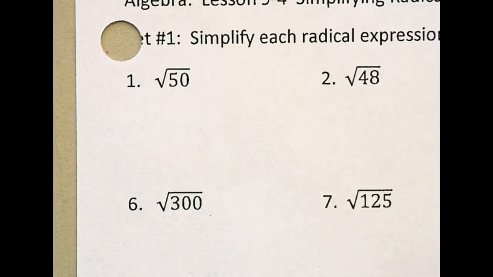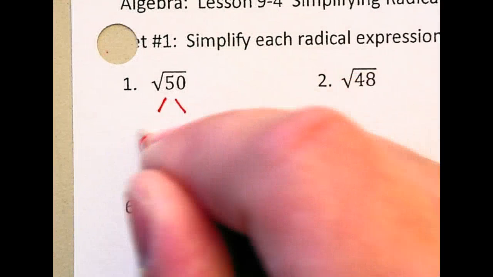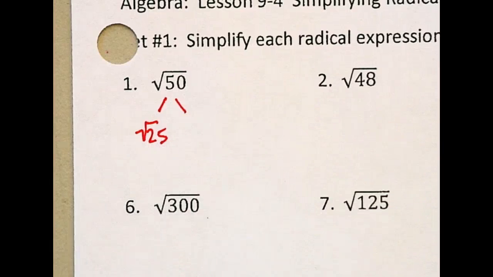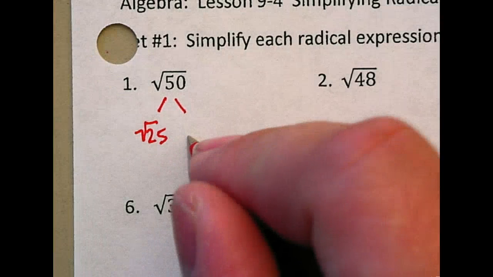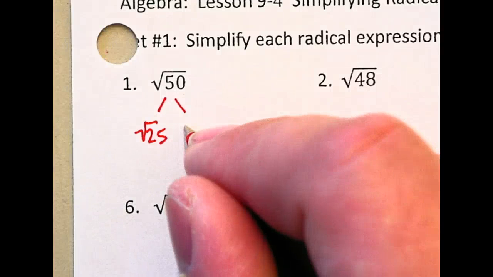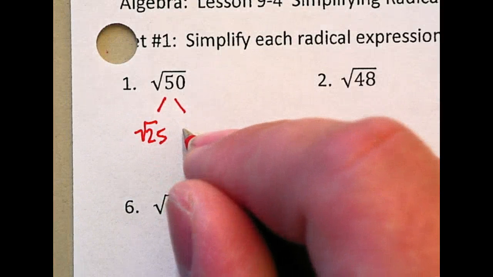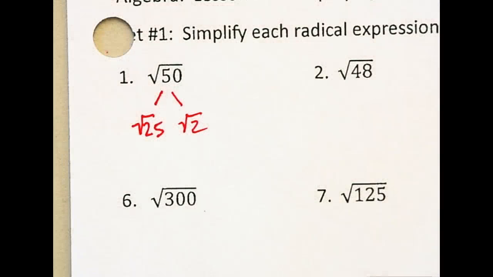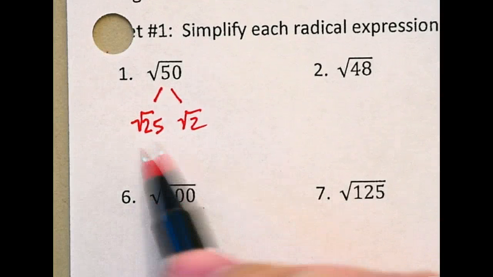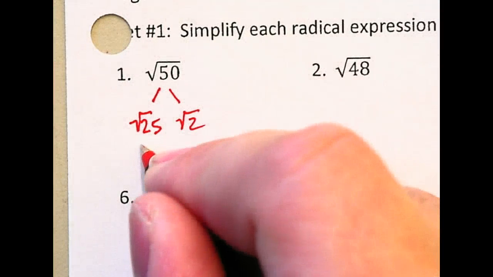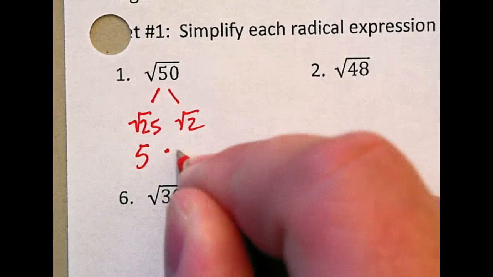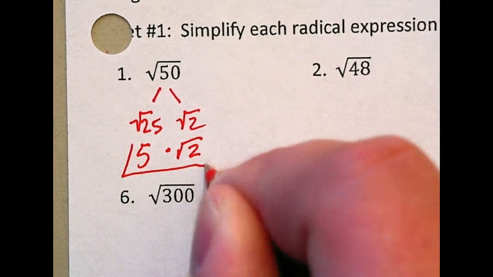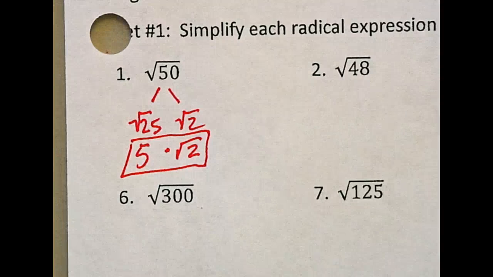Mackenzie? Good. So we have root 25 times root 2. Okay, root 25 times root 2. Are we good now? We've got to do one last thing. Simplify, 25 becomes what? 5. 5 times square root 2. That's our answer. We've now simplified it.